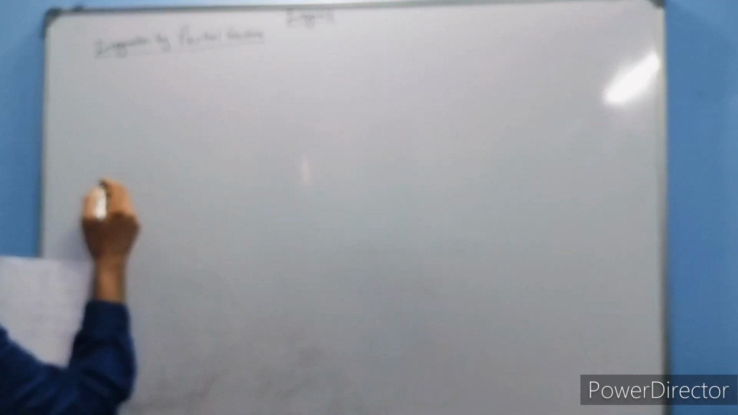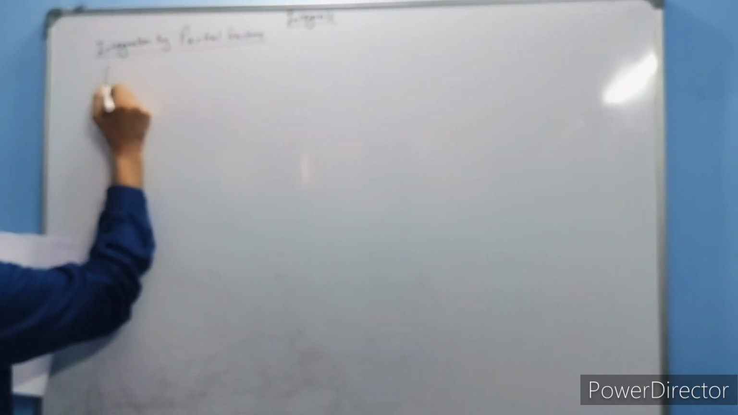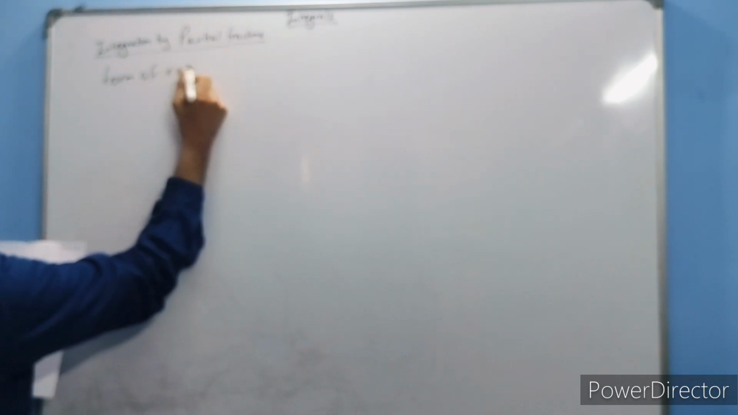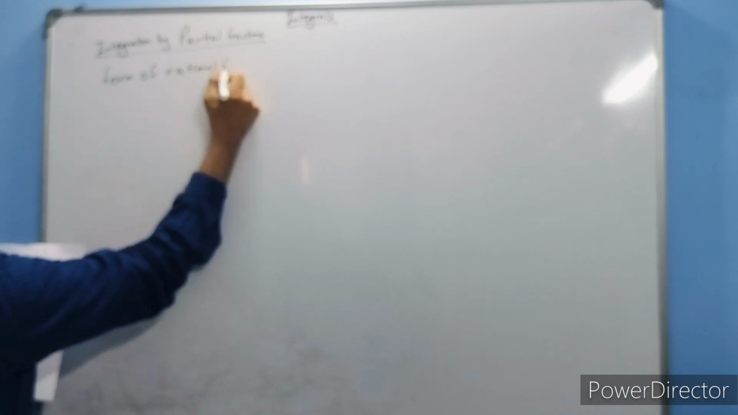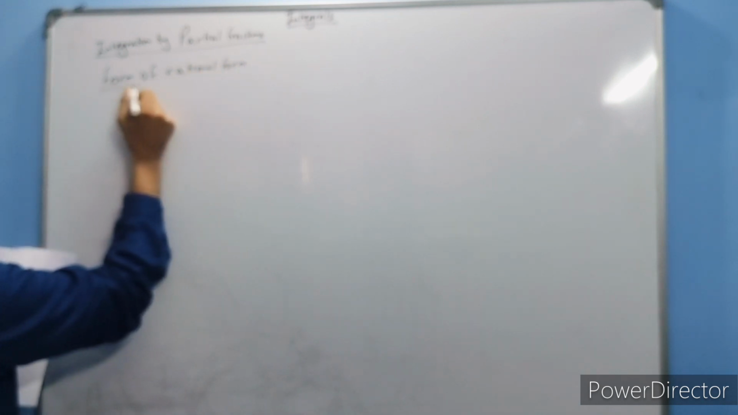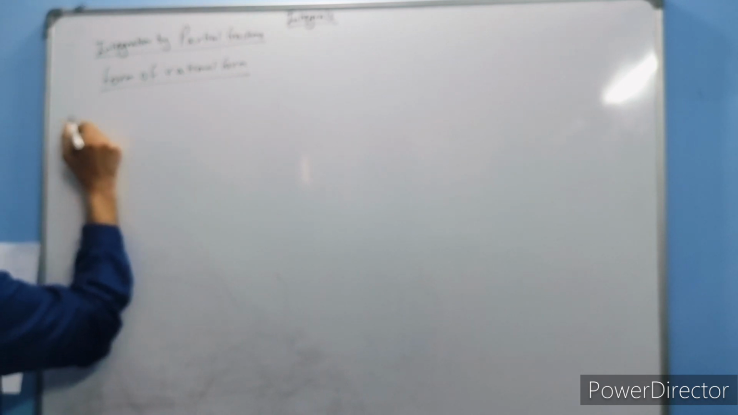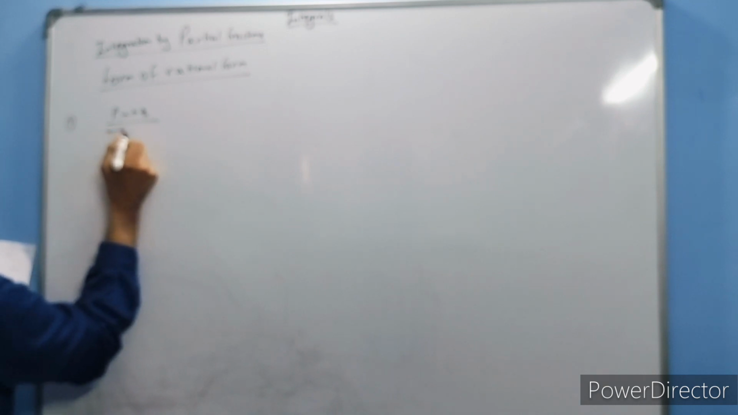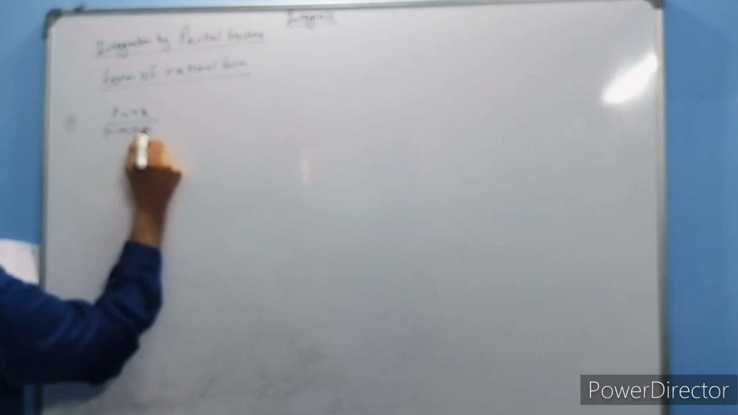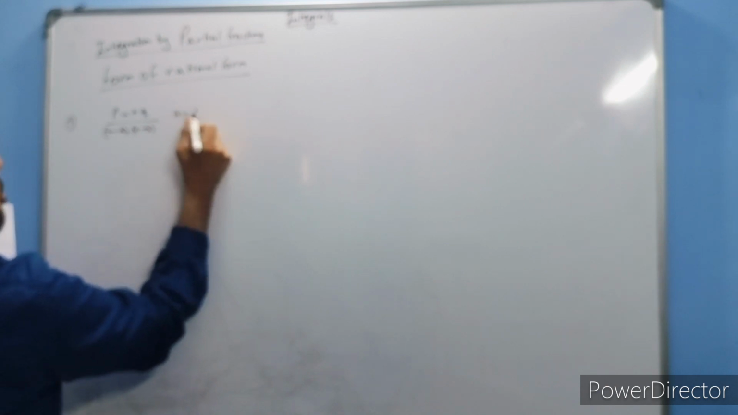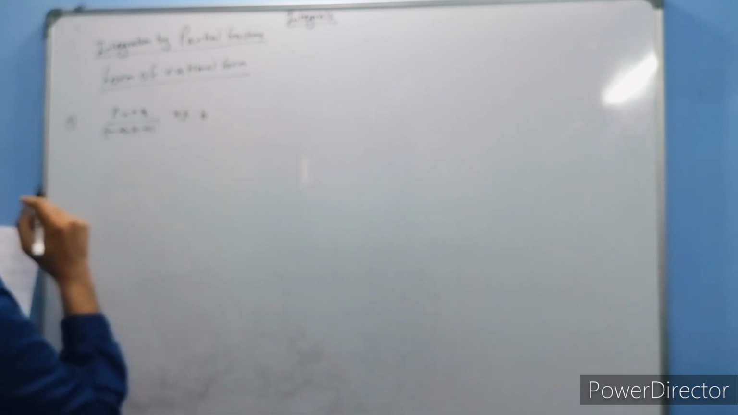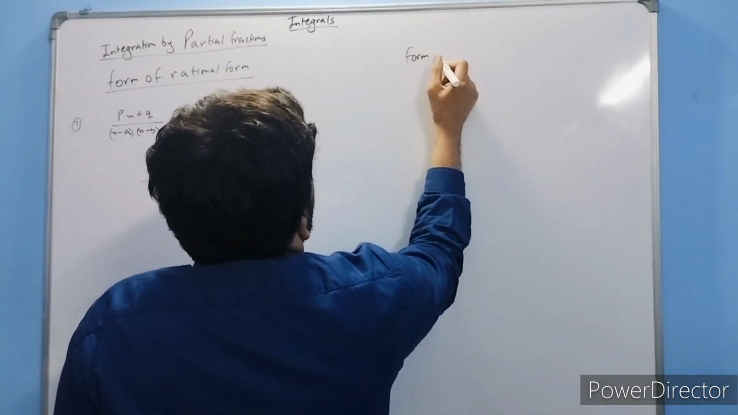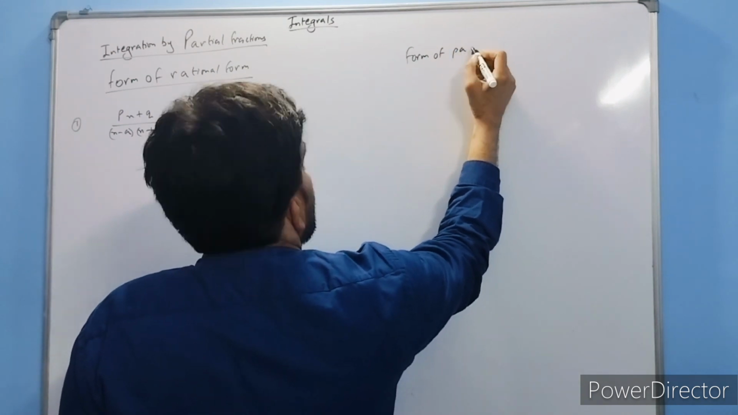For this, we'll first write the function in rational form. The first form we have is px plus q upon x minus a, x minus b, where a is not equal to b.